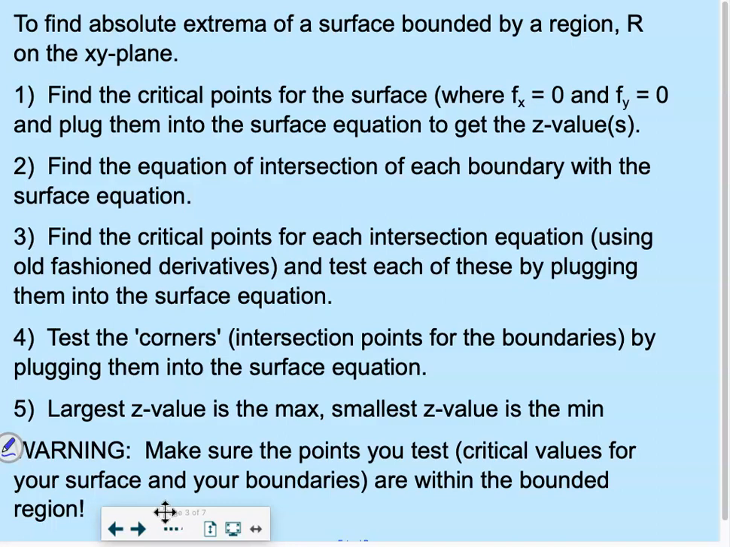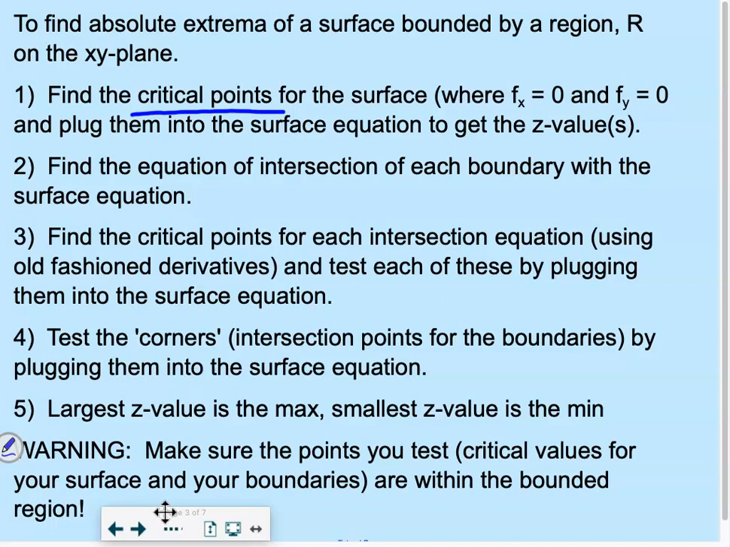So first we test our critical numbers, then we test our boundaries, and then we test our intersection points of the boundaries. All right, because when you test your boundaries, you're actually testing critical points on the boundaries, right? And then you have to test your endpoints of your boundaries as well. All right, so step 1, find the critical points. That is where your first partials are both equal to 0 at the same time.